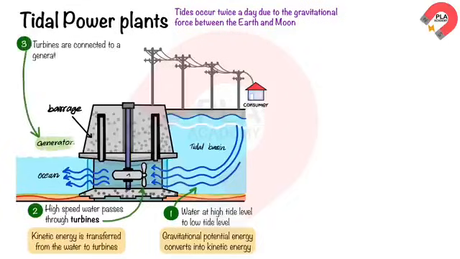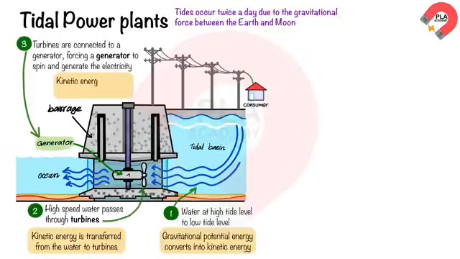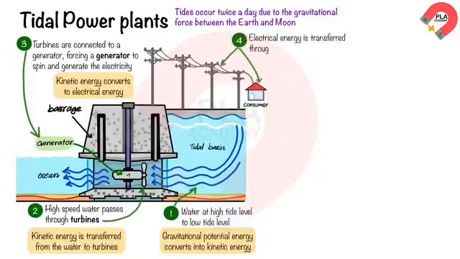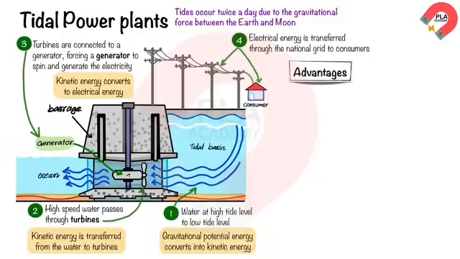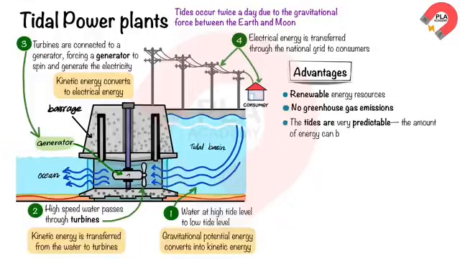The turbines are connected to a generator, which causes the generator to spin and generate electricity. This converts the kinetic energy into electrical energy. This electrical energy is then transmitted through the national grid to homes or businesses. Here are some of the advantages of tidal power plants. Renewable energy resources. Tidal energy is an infinite resource that will never run out. No greenhouse gas emissions. Tidal power plants do not produce greenhouse gases or other pollutants. The tides are very predictable. The amount of energy can be produced at regular intervals.